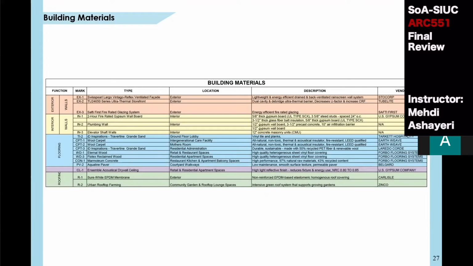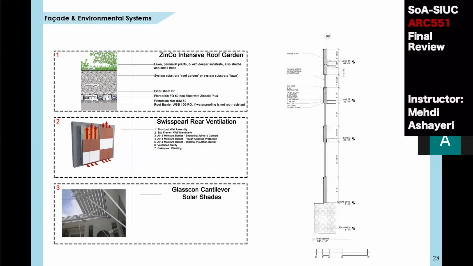This is a list of some of the building materials that were used throughout the building. The Zinco intensive roof garden. I did not use as deep of one because I'm not doing heavy plantings on mine. It is mostly lawn and flower beds. And then I actually have raised beds up on that second level of the rooftop garden.